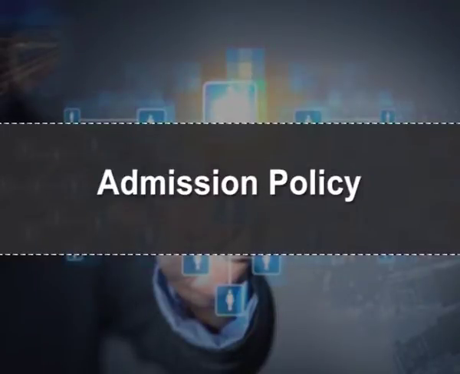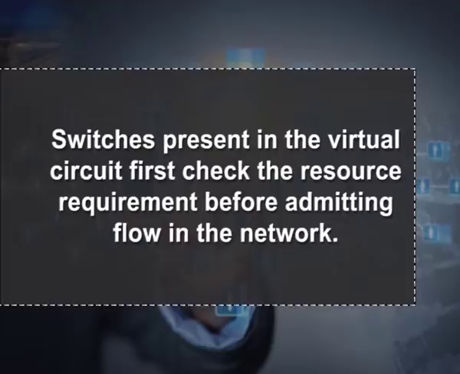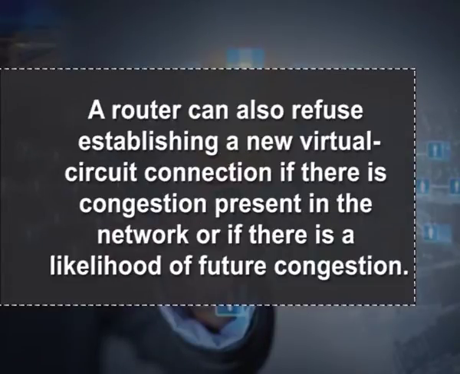Last policy is admission policy. A good admission policy may also prevent congestion in virtual circuit networks. Switches present in the virtual circuit first check the resource requirement before admitting a flow in the network. A router can also refuse establishing a new virtual circuit connection if there is congestion present in the network or if there is a likelihood of future congestion.